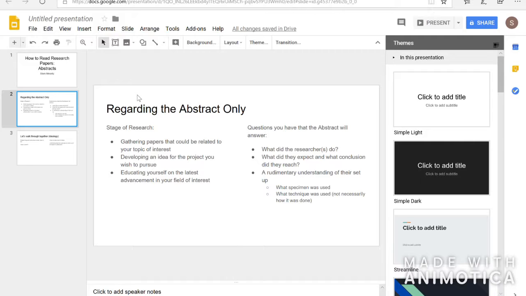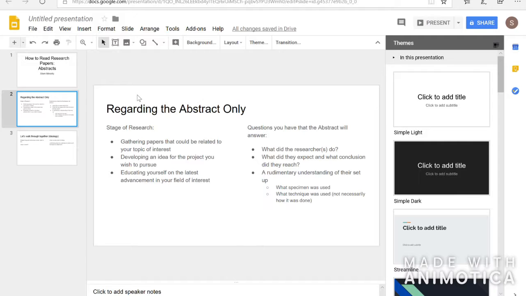So, how to read an abstract. When you're reading an abstract, you're doing so from a certain point in your research. You're doing it from the first preliminary stages, and in the first stages of your research, you're not really trying to delve deep into reading the research paper.